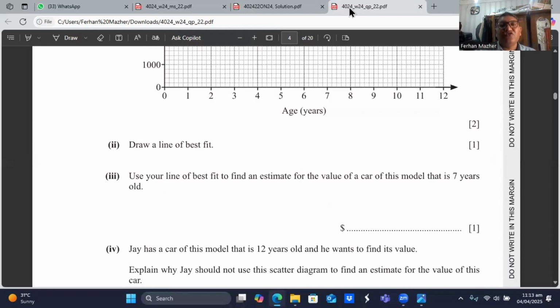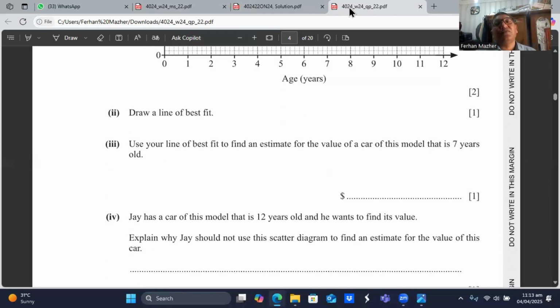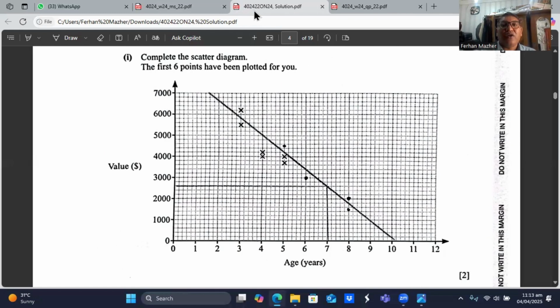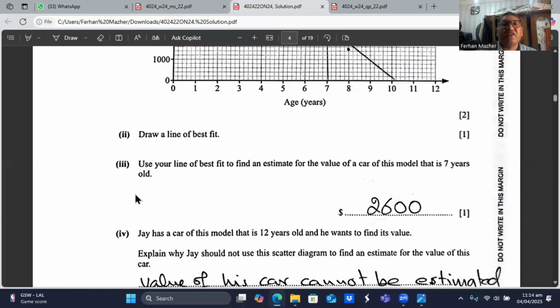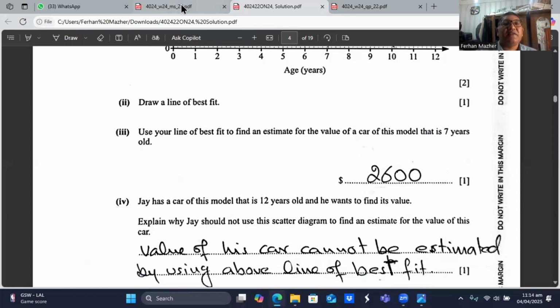Then the question is, use your line of best fit to find an estimate for the value of a car of this model that is 7 years old. Here we have 7, and I will go to the line of best fit, then go to the y-axis where the values are represented, and check this value. This is 2,000, this is 3,000. With 5 small squares, 1,000 is represented here. So every 1, 2, 3, so it's 2,600. This is our estimate.